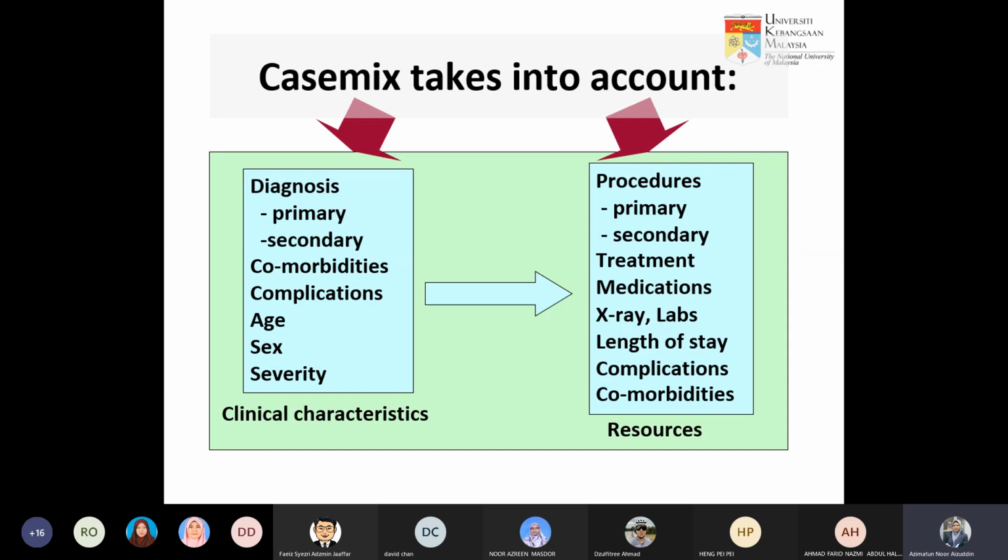Kemudian treatment yang diberikan ya, sama ada medicine dia, okay, dan treatment procedure lain ya. Kemudian x-rays, labs ya, dan another few things yang kita measure untuk melihat kepada resources ni adalah length of stay. So semakin lama seseorang itu duduk di dalam ward, dia akan menggunakan lebih banyak resources. Of course, the complication and comorbidities in procedures is also related, being taken in account in the Casemix.